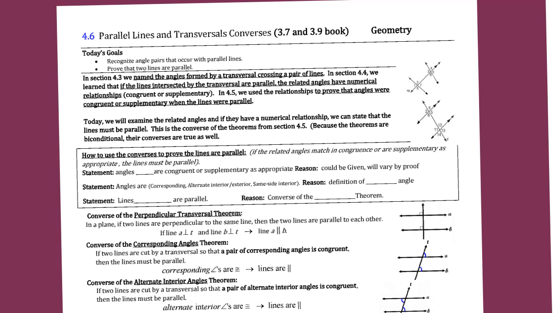All right, so our last lesson of the chapter is about parallel lines and the transversals, converses. And so I think the thing is, what's a converse? Converse is when you switch the if-then statements. And in this case, it's kind of cool when we switch it because it's going to be true.